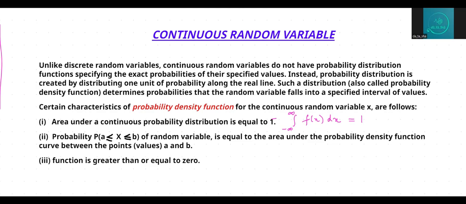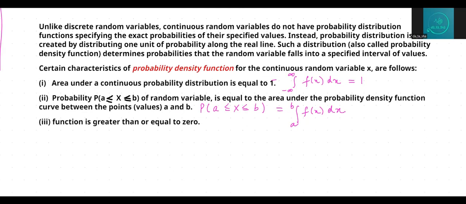So that means P(a ≤ x ≤ b), the probability of the random variable x lying between a and b, is nothing but the integral from a to b of f(x) dx. So that's the area under the curve. The last point is that the function is always greater than or equal to 0. That means f(x) ≥ 0 for all x.